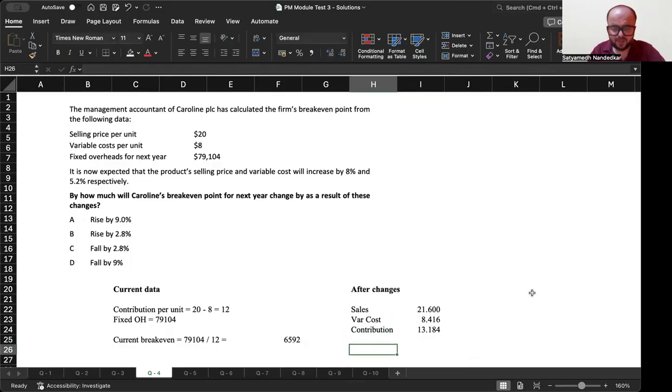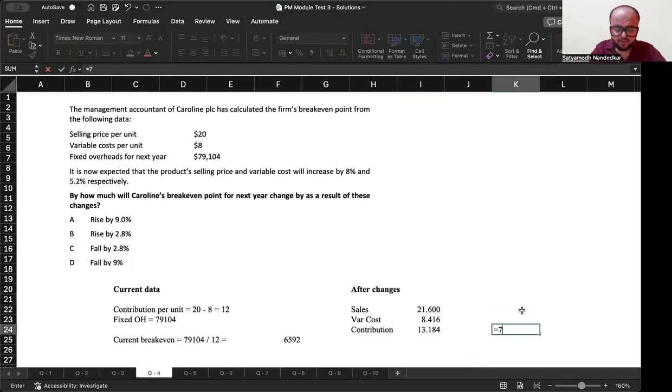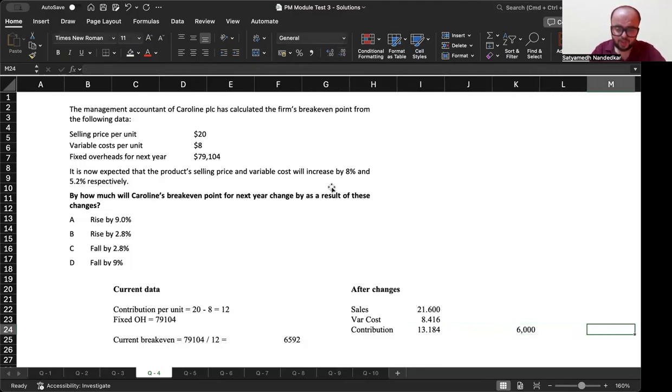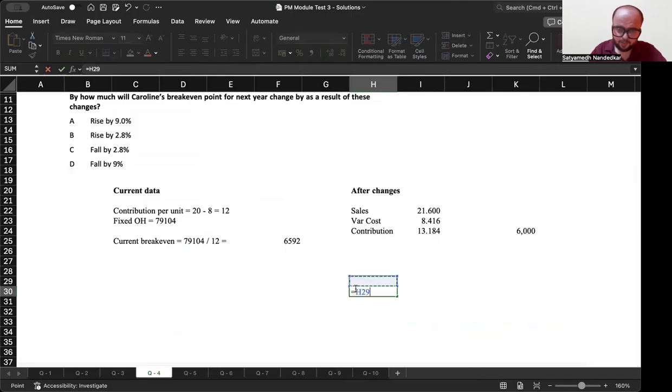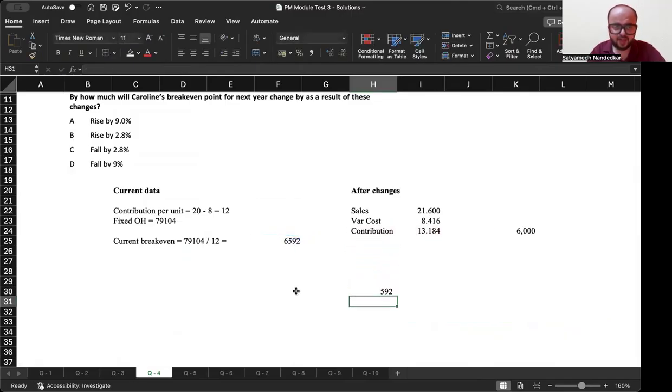Your fixed cost remains the same. So now your break even is 79,104 upon 13.184, 6,000. So your break even point reduced. Reduced by how much? Earlier it was 6,592. Now it is 6,000. It has reduced by 592.